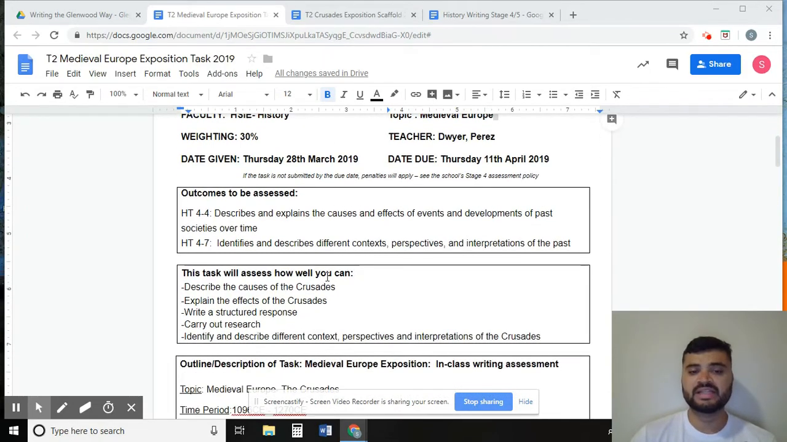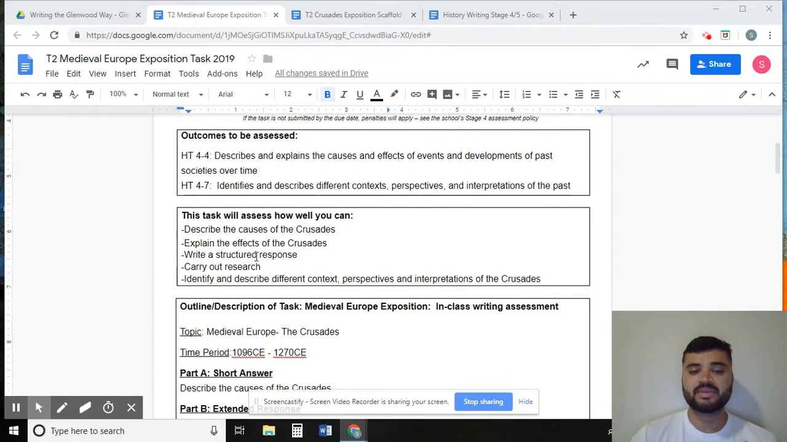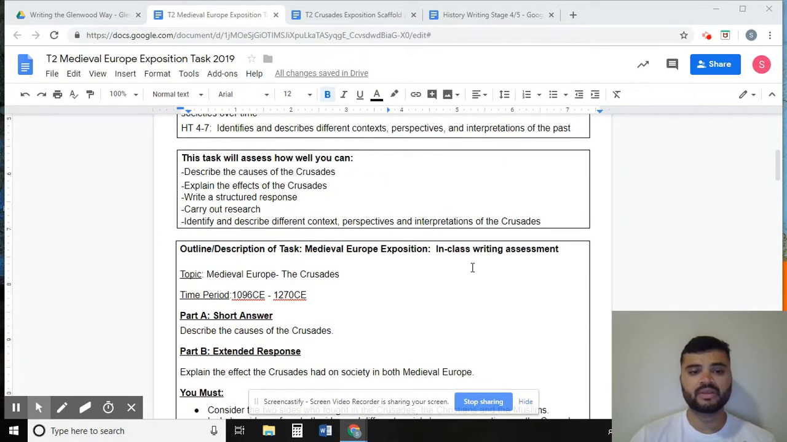This task will assess how well you can describe the causes of the Crusades, explain the effects of the Crusades, write a structured response, carry out research, and identify and describe different contexts, perspectives, and interpretations of the Crusades.